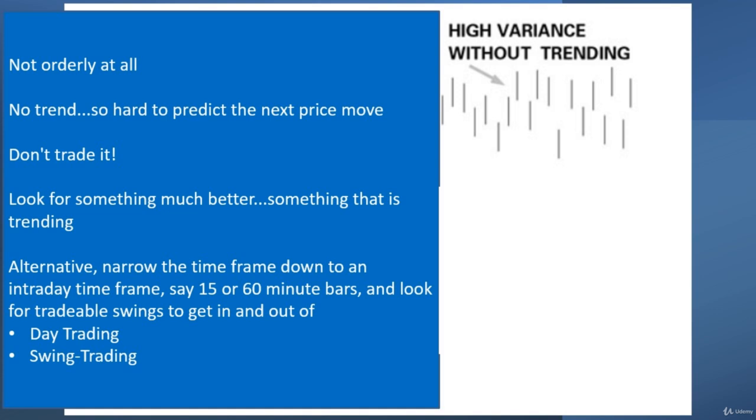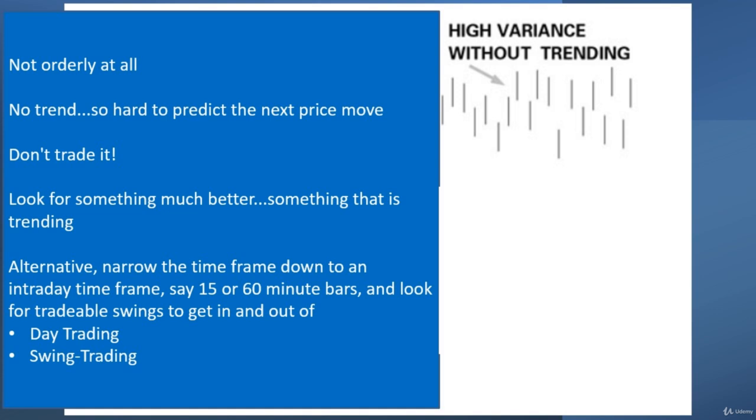Alternatively, when you see this, one thing you could do is narrow the time frame down to a smaller time frame, like an intraday time frame, say 15 or 60-minute bars, and look for tradable swings to get in and out. If the bars we're seeing here in the example represent a full day of open and close trading, with a range of highs and lows, there might be some trends inside those days, and you're trading on a 15 or 60-minute bar or even less, rather than on a day type of thing.